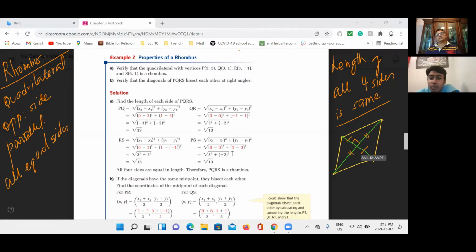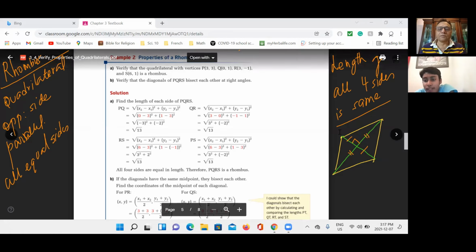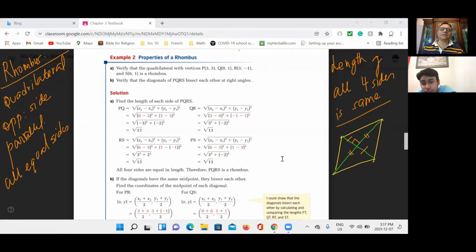And sir, for the rhombus, for this one, does that mean that when we look at the midpoint, if we were to find the midpoint of each diagonal, both sides should be equal for all of them? Exactly. Yes. So when we find the midpoint of each diagonal, it will overlap.